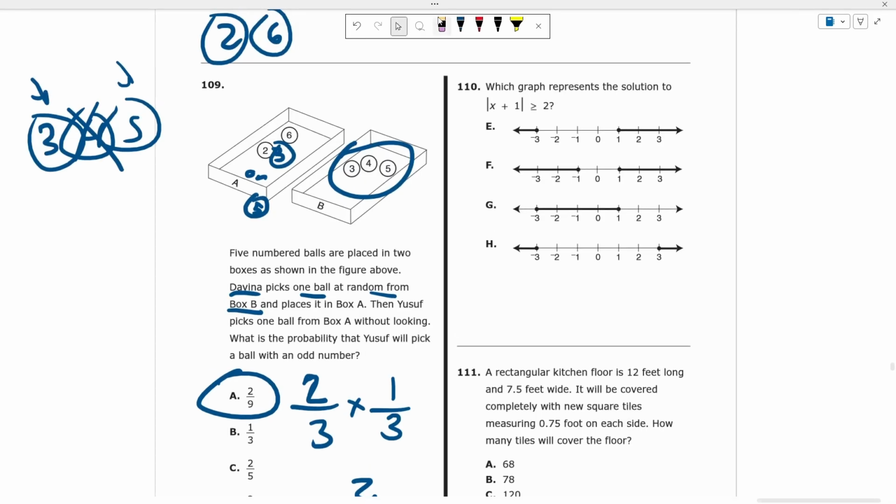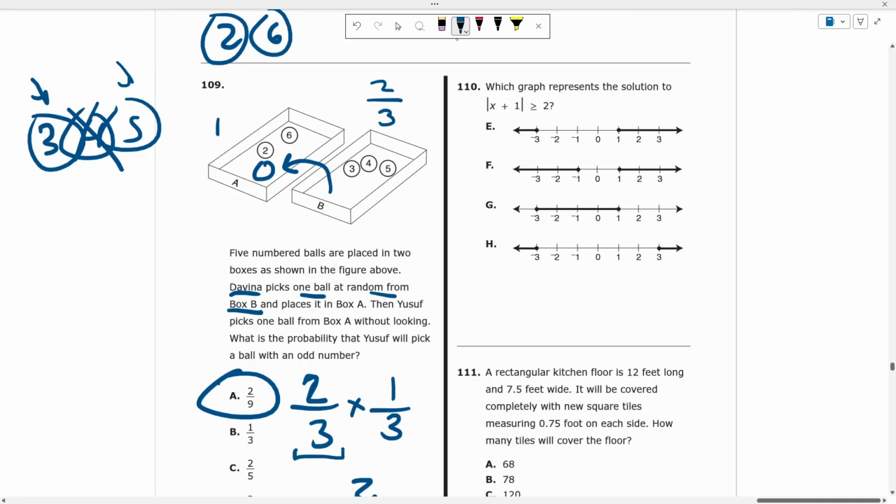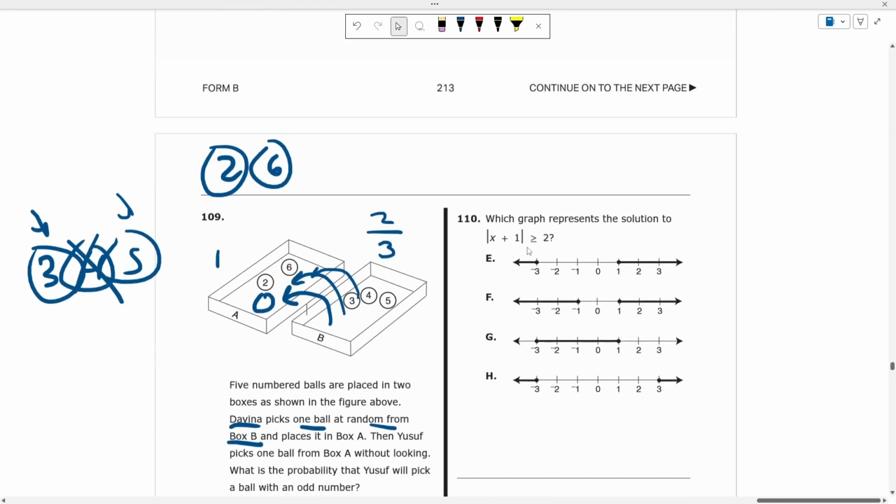So again, automatically there's a 2/3 chance that Davina picks up an odd ball, because there's 2 odd balls here out of 3 total. So it's 2/3. Then she's transferring the one ball that she picked into this box. Okay, so there's already a 2/3 chance that she added an odd ball into this box. So now this box either has a 3 or a 5. So this box has 1 odd ball in it. So these two probabilities are linked. First, there's a 2/3 chance that she picked an odd ball and put it here. Then there's a 1/3 chance that if this transfer happened correctly, now there's 1 odd ball out of 3 to choose from. So you have to multiply 2/3 by 1/3 to get choice A.